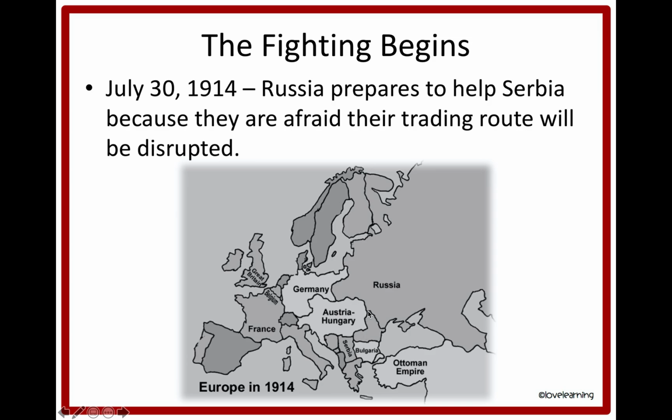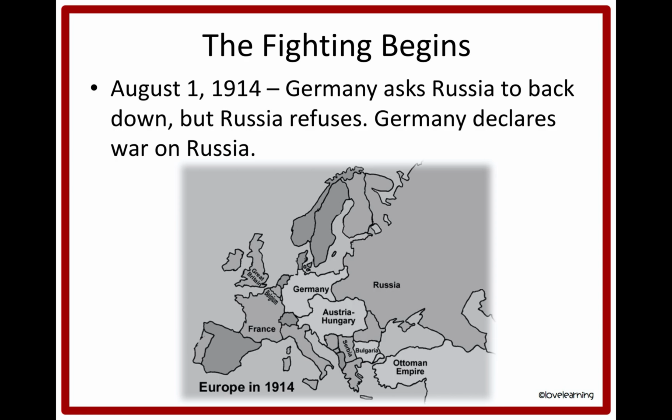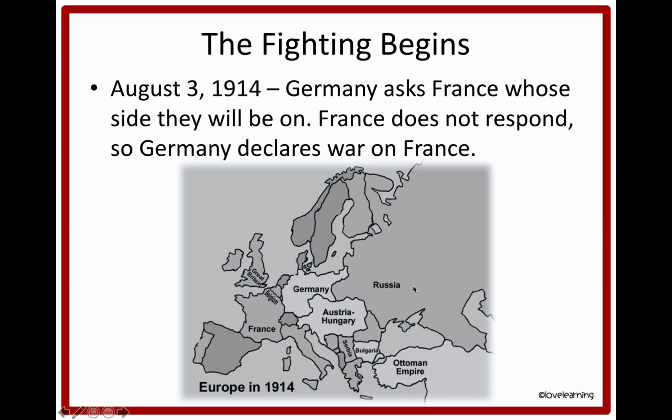So when Austria-Hungary declares war on Serbia, then Russia is going to declare war on Austria-Hungary and help Serbia because they're afraid that they're going to lose some of their wealth and power. But then on August 1st, Germany asks Russia to back down. Russia refuses, so then Germany declares war on Russia. So you've got all 4 of these countries either fighting together or against each other, right?